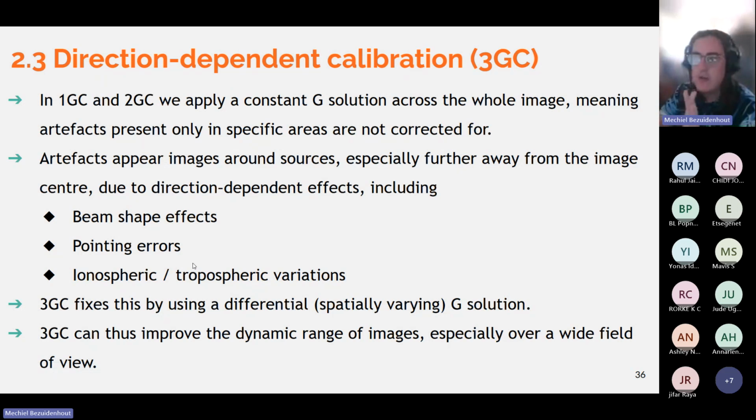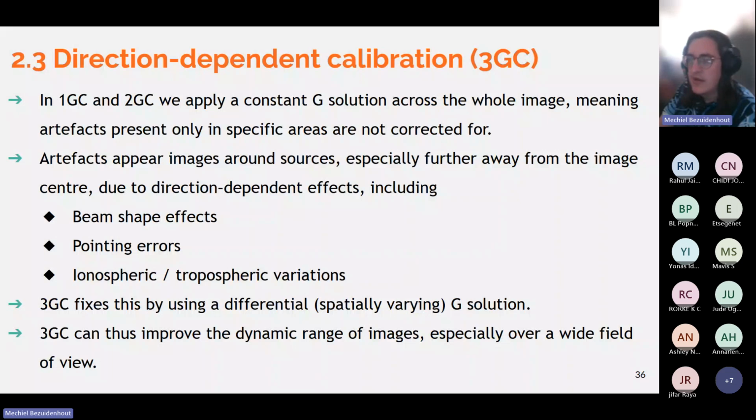So I'm not going to go into the maths of it. It gets pretty complicated with Jones matrices and things like that. But if you are very interested, there's lots of good resources to delve into this. I'll just show you an example of an image of some patch of sky.